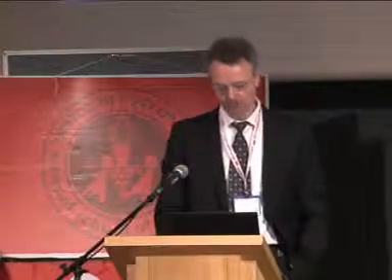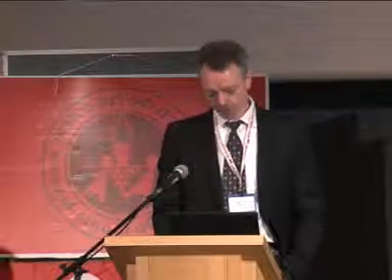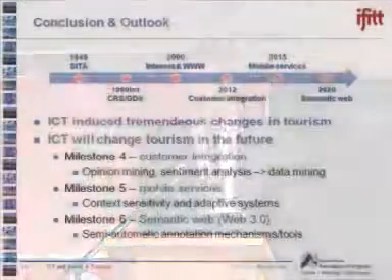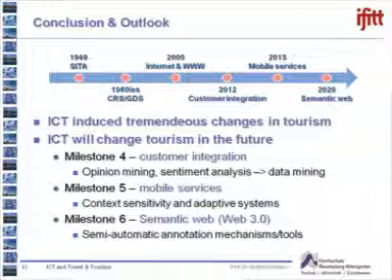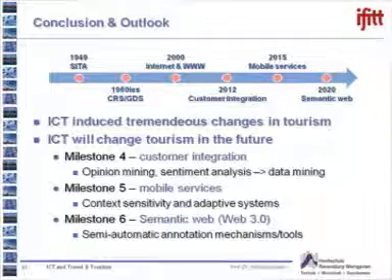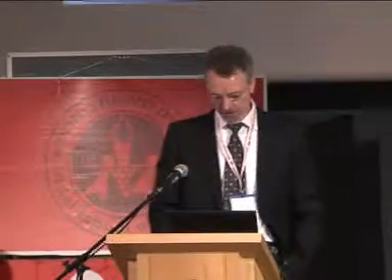Now, to shortly summarize it, we saw the most important ones in the past, we saw the most important ones in the future. The next one is customer integration. Open issues are there: opinion mining, sentiment analysis, all these areas of data mining to get knowledge out of this content. The second milestone, mobile services. Context sensitivity and adaptive systems will be the most important aspects, where currently lots of research is going on. And the third milestone, the semantic web, where the semi-automatic annotation tools and mechanisms are the next important research area where we need some more results to enable the breakthrough of the semantic web.